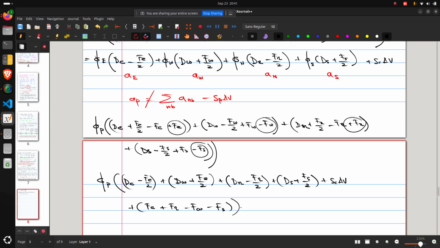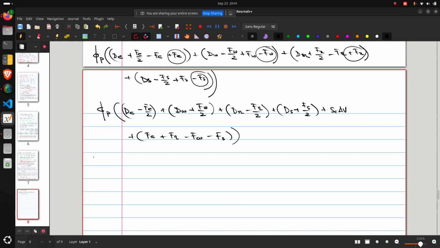So now we can finally write it like we want, not fully but yeah, a little bit. So we can write a modified AP.